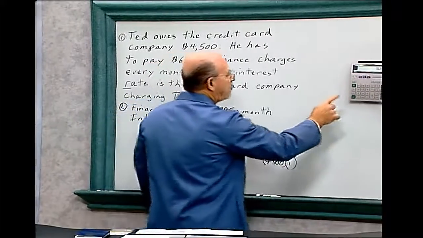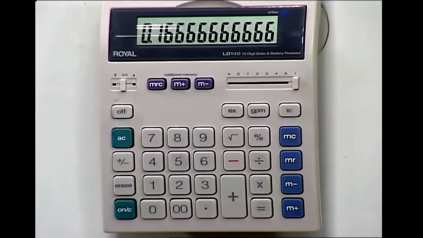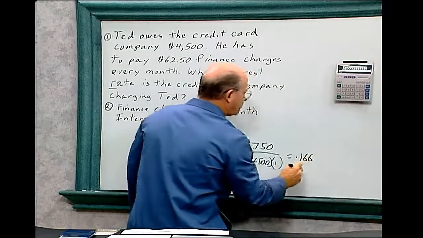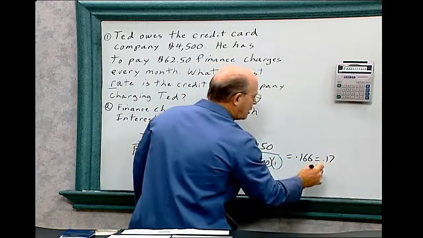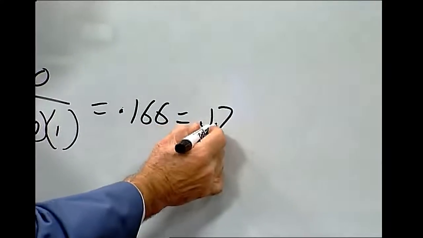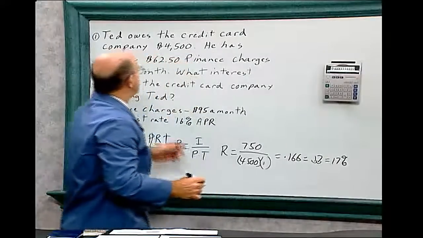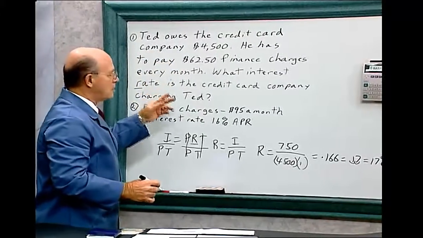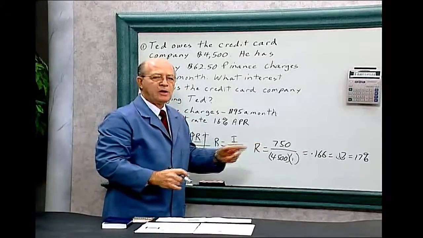So we have to divide 750 by 4,500, and that equals 0.166, and we'll just round it up to 0.17. And to find the equivalency in percentage, we just move the decimal point 2 places or multiply by 100. That will equal 17%. So Ted is paying the credit card company 17%, or $750 every year.